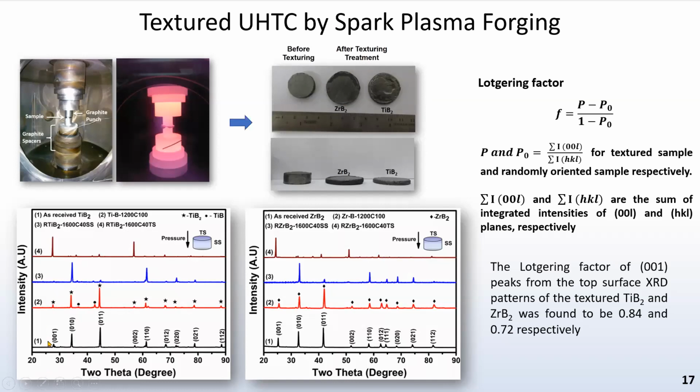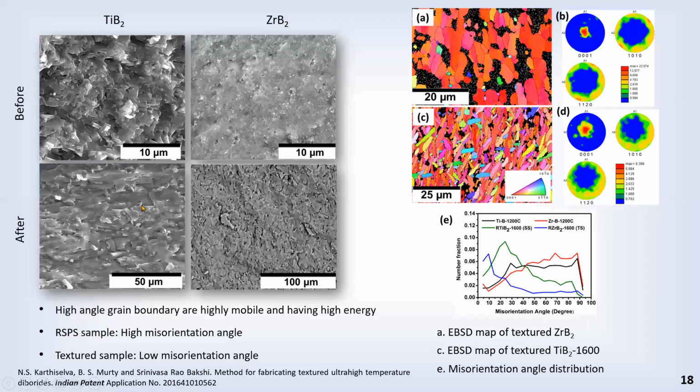texture that is developed. You can see here, the 001 peak is very low on the side surface, and on the top surface of the compact, the 001 is very high and 010 is very low, which means it has undergone crystallographic texturing. We measured the Lotgering factor, a measure of texture, where 0 means random and 1 means complete texture, and it turns out to be 0.84 and 0.72 for these XRD patterns. This is before texturing, and this is after texturing.